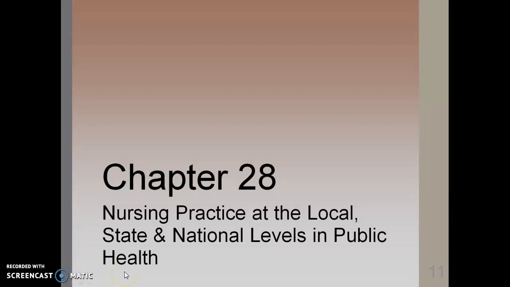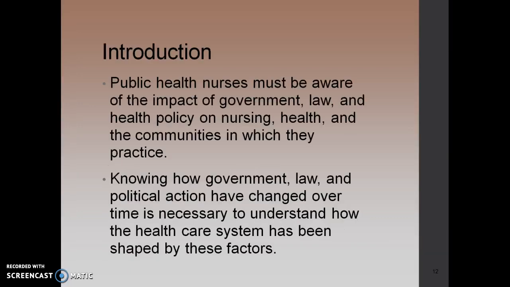Okay, so this is chapter 28 in your chapter, which we're going to start to talk about the role of public health nurses, and this role is in the federal, the state, or the local health departments, in federal work or state work or local work. We have to be aware of how our government works.